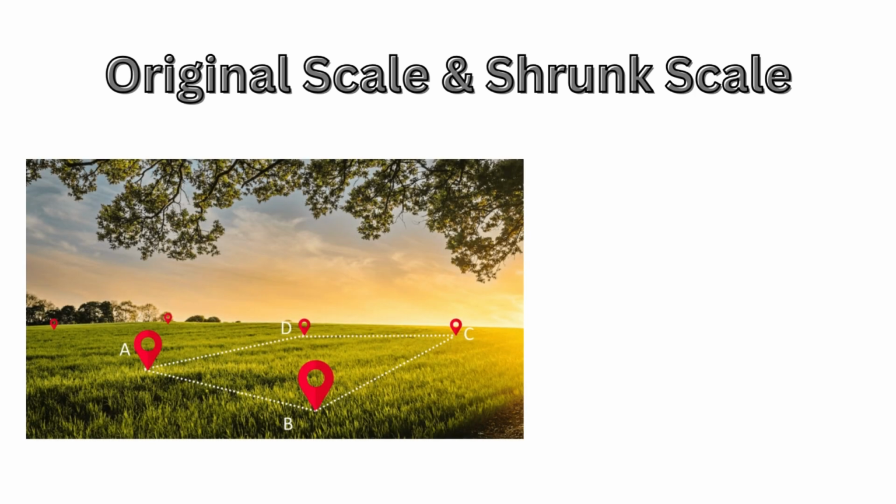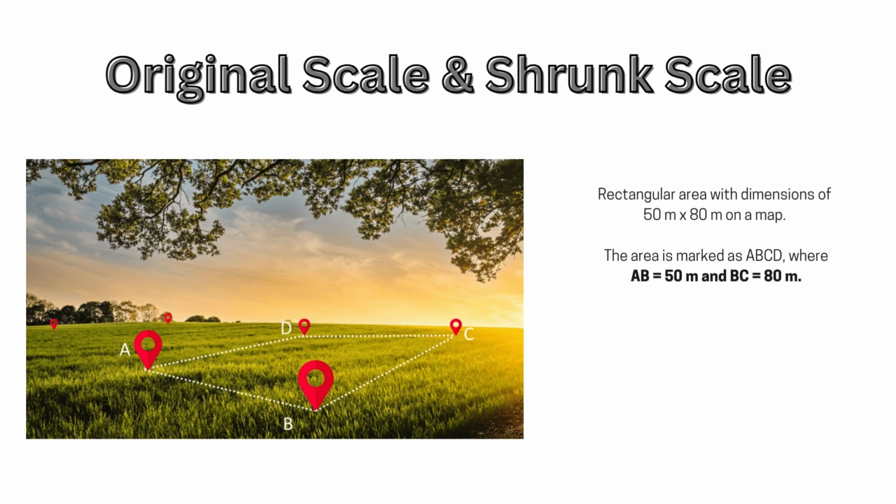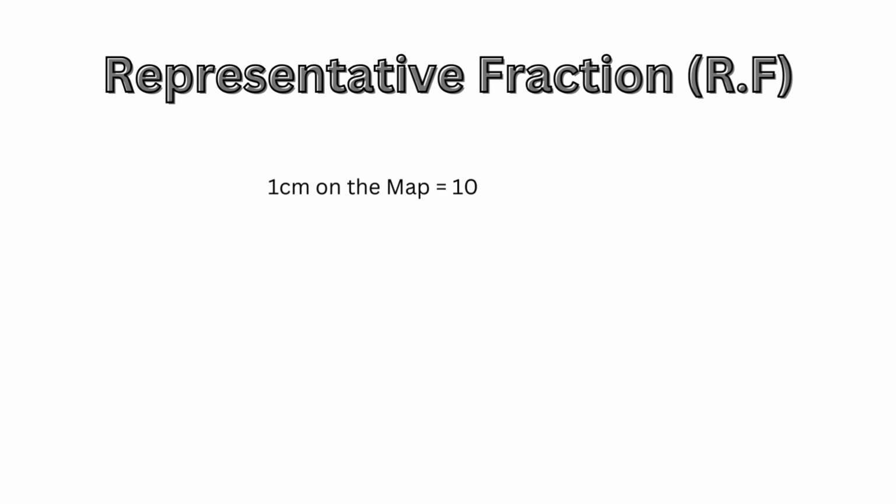Let's say I have to plot a proper rectangular area on a map with dimensions of 50 meters by 80 meters. The area is marked as ABCD, where AB equals 50 meters and BC equals 80 meters. I plan to represent this area on the map with a scale where 1 centimeter on the map equals 10 meters on the field. To calculate the representative fraction, RF, we proceed as follows. 1 centimeter on the map equals 10 meters on the field. Thus, RF equals 1 centimeter by 10 m.